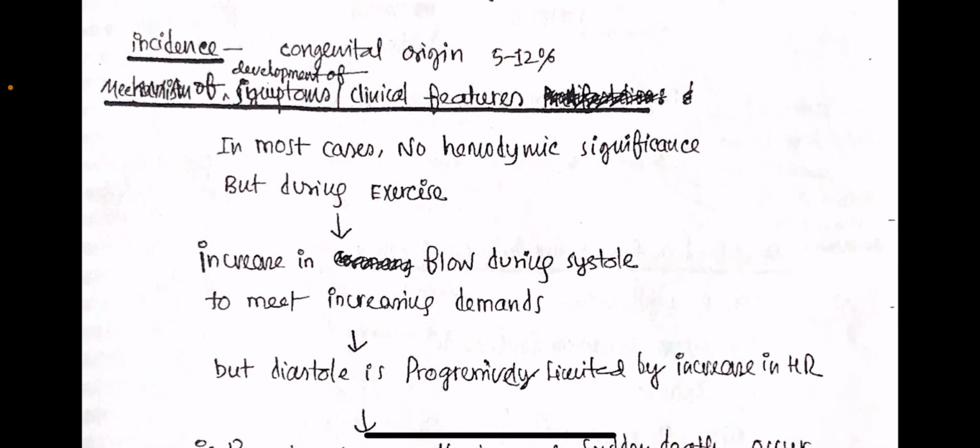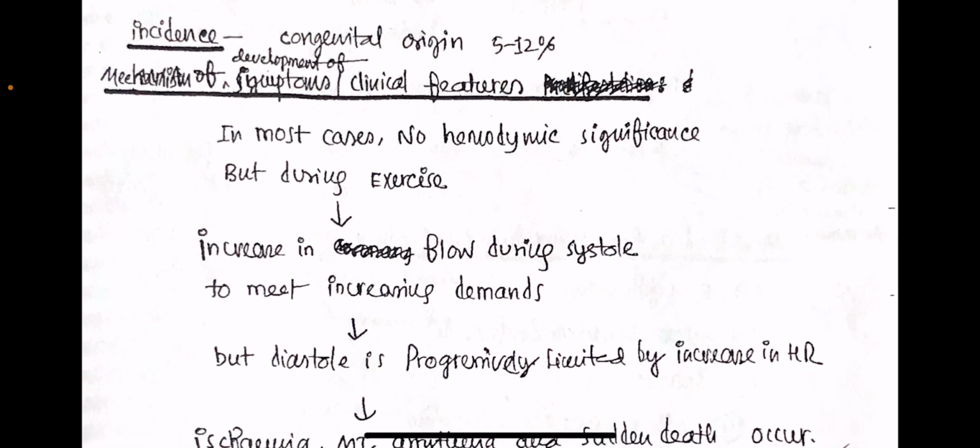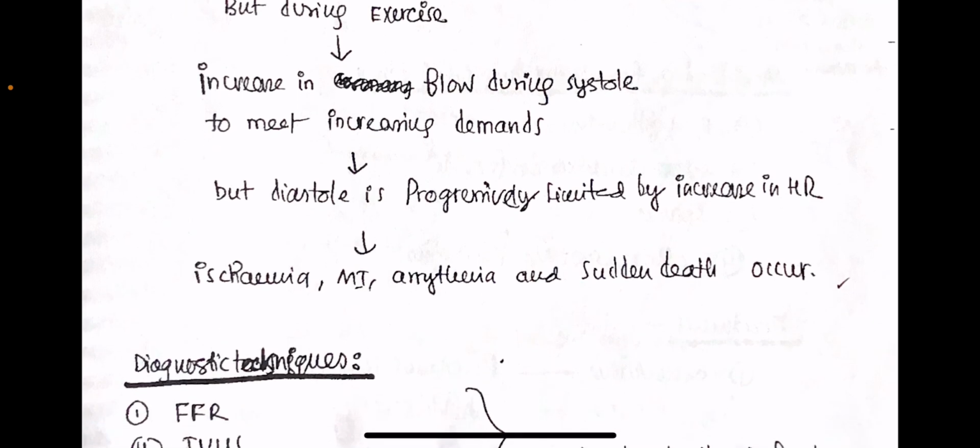Incidence: congenital origin, 5 to 12%. Mechanism of development of symptoms. Clinical features: in most cases, no hemodynamic significance, but during exercise, there is an increase in flow during systole to meet increasing demands, but diastole is progressively limited by the increase in heart rate. Ischemia, MI, arrhythmia, and sudden death occur.